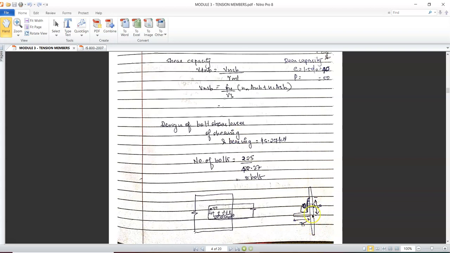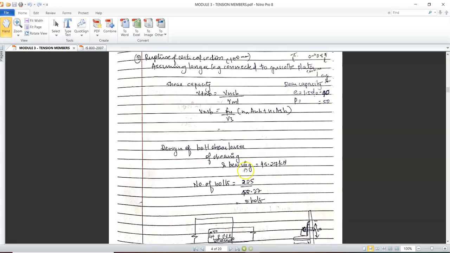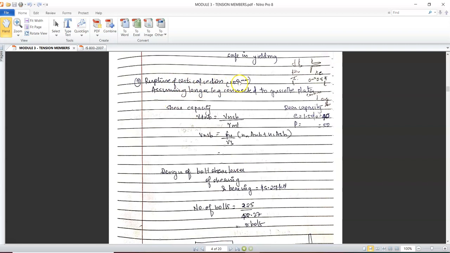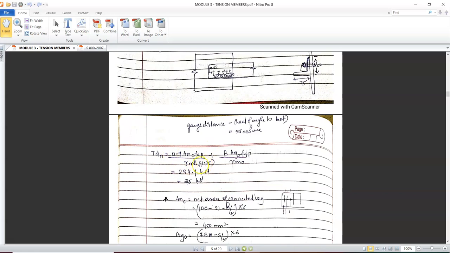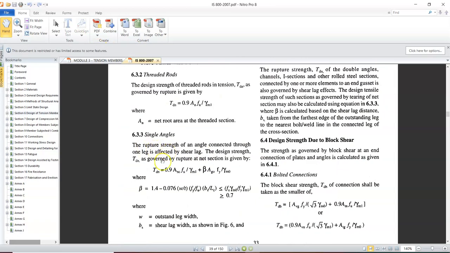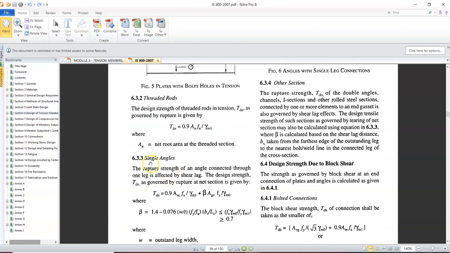Now here you can observe there are two legs of the angle, 100 mm and 75 mm. So 100 mm is the connected leg and 75 mm is the outstanding leg. Now coming back to rupture of critical section. The formula is taken from clause 6.3.3, the rupture strength of a single angle connected through one leg, affected by shear lag. The formula is 0.9 into ANC into Fu by gamma M1 plus beta into Ag0 into Fy by gamma M0.